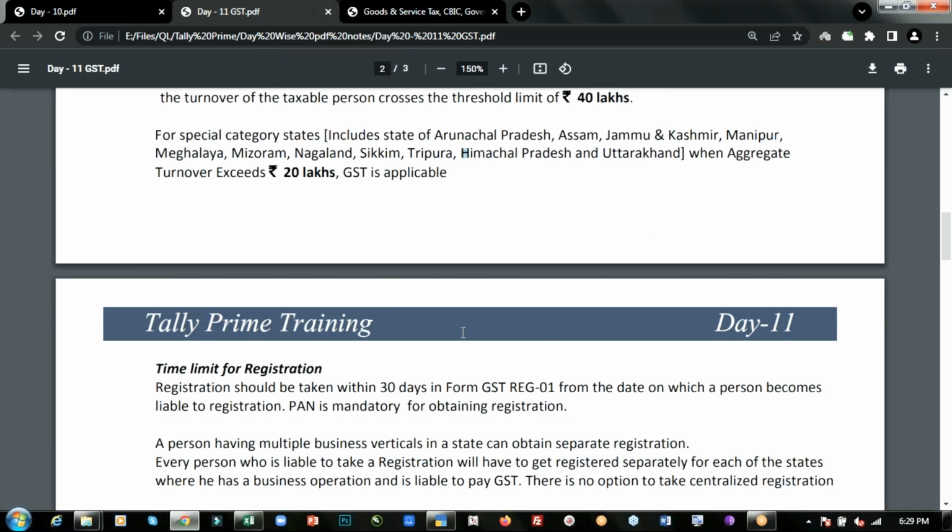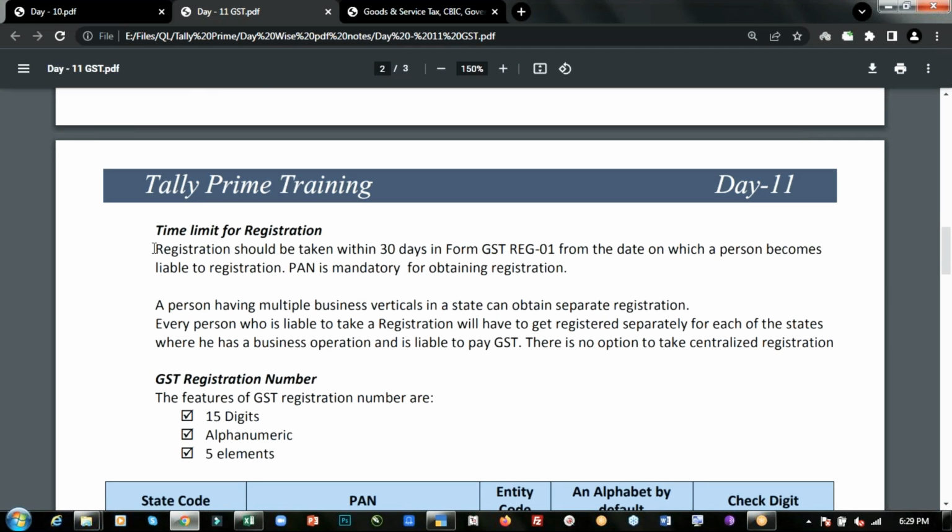Then comes the time limit for registration. Registration should be taken within 30 days in Form GST REG-1 from the date on which a person becomes liable for registration. PAN number is mandatory for obtaining the GST registration. To take the registration, you must have the PAN number for your business, and you have to register within 30 days from the date you become liable.